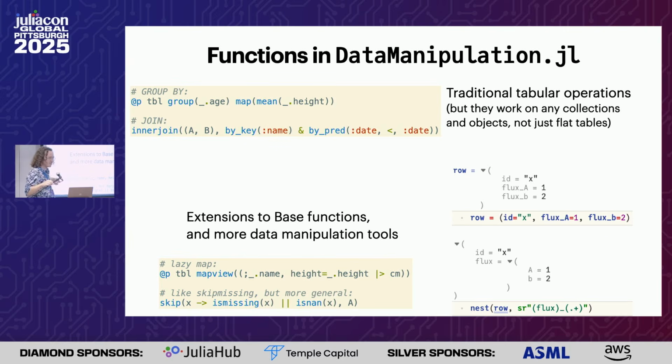So actually, I don't know if the bottom of the slides is visible. So it has, to my knowledge, the most feature-rich lazy map in Julia. There is skip, which is exactly like skipmissing, but more general. You can skip NaNs or whatever. There are some things to work with nested data. Like you have this NamedTuple, imagine it's your table row, and you can nest it. Everything there is performant, compiled, type stable and everything.